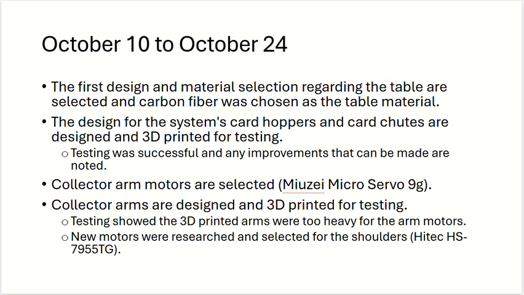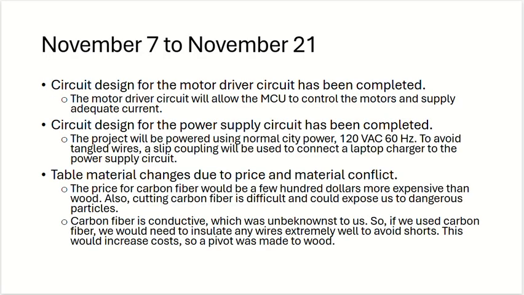Collector arm motors were selected. We ended up selecting the Miuzei Micro Servo 9G motor. Collector arms were designed and 3D printed for testing. The testing that we did on these arms showed that they were too heavy for the motors that we had selected. So new motors were researched and selected for the shoulders. We decided to use the Hitec HS-7955TG servo motor.